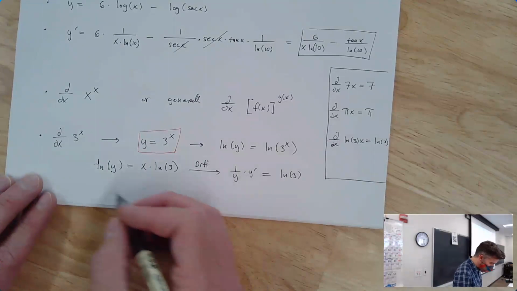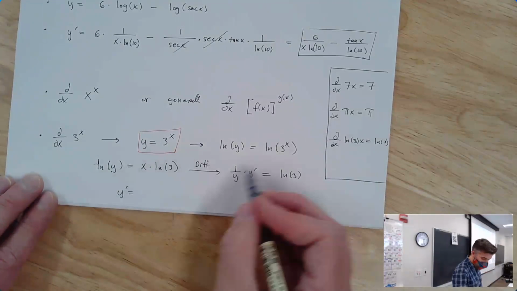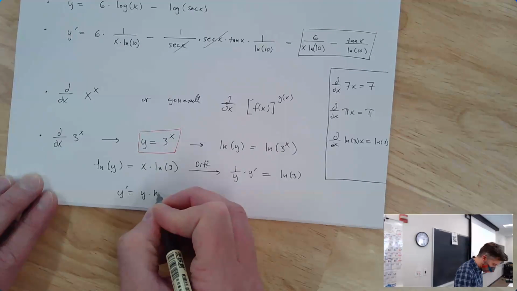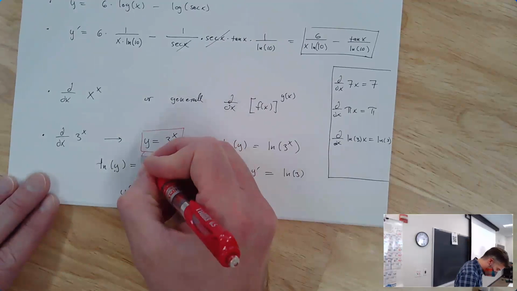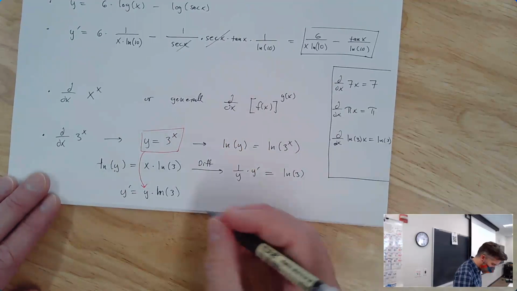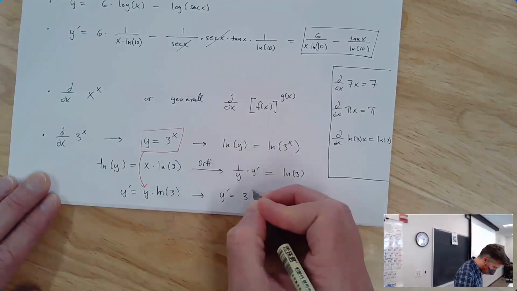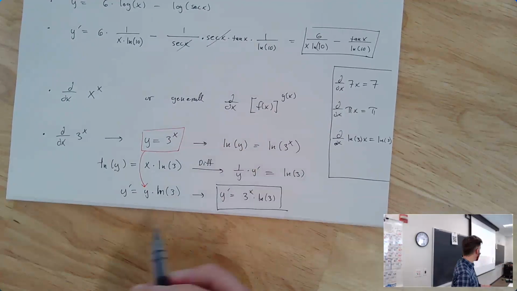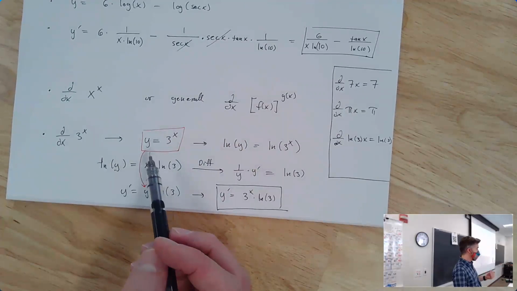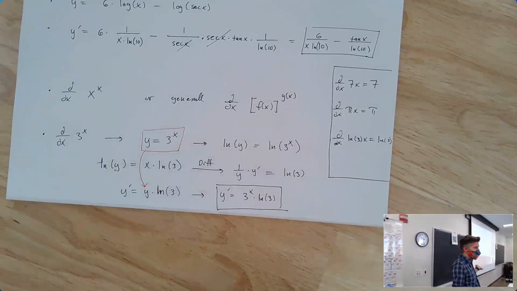Finally, solving for y prime, I'm going to multiply both sides by y and get y times the natural log of 3. But then I'm going to replace y with what it's actually equal to. Say, oh yeah, my derivative is actually 3 to the x times the natural log of 3, which we already knew because we know how to take the derivative of 3 to the x. It's 3 to the x times the natural log of the base. It even works for e to the x. The derivative of e to the x is e to the x times the natural log of the base. What's the natural log of e? Just 1. So the derivative of e to the x is e to the x times the natural log of e, which is just e to the x times 1, which is e to the x.